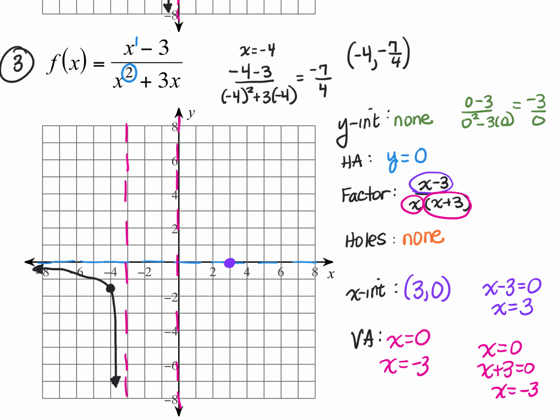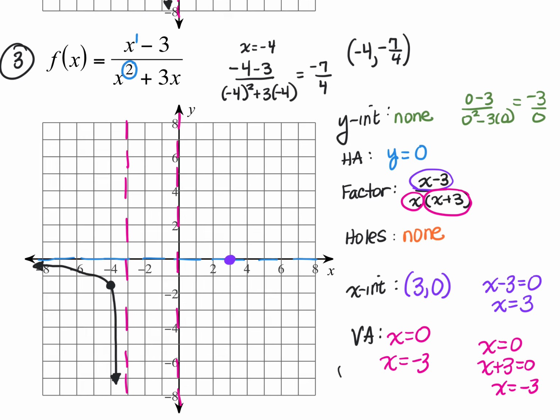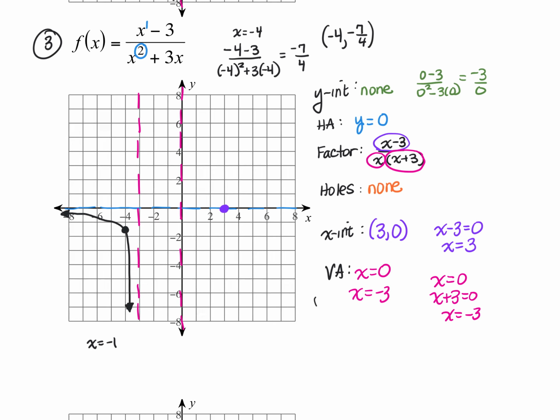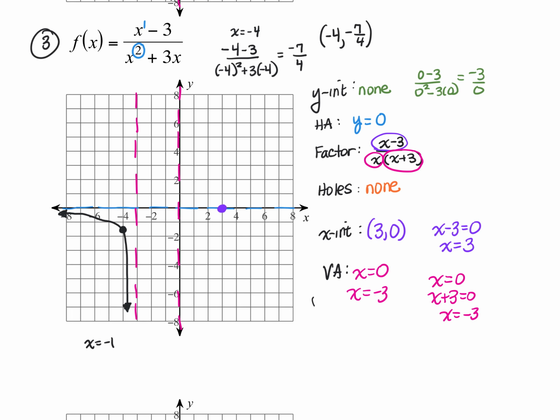Okay, so now let's pick a point somewhere between our two vertical asymptotes. So somewhere in here. I like that -1 is in here, so maybe I try -1. I'm running out of room here, so let me do this down here. Plug in -1. So if x equals -1, we're going to have -1 minus 3 over -1 squared plus 3 times -1.